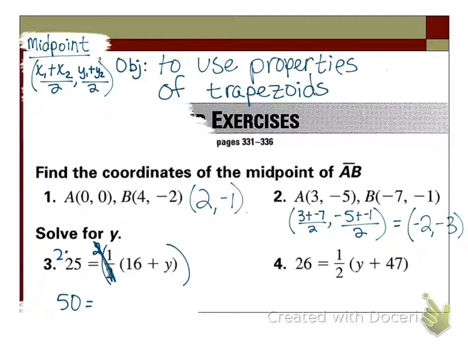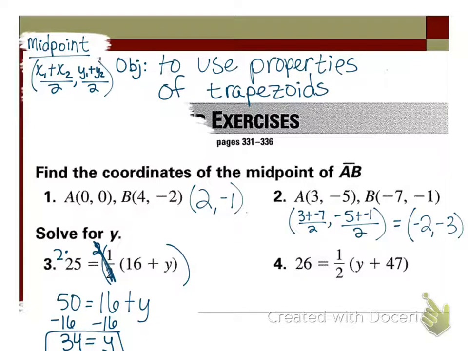So what do we have left? 16 plus y. And so the only thing we have left to do is subtract. What do we get for y? 34 is our y. Questions, concerns about number 3? Okay, now you could have gotten there by distributing the 1/2, subtracting the 8, and then multiplying both sides by 2 at the very end. But I think it makes it a little cleaner to do it in the beginning.